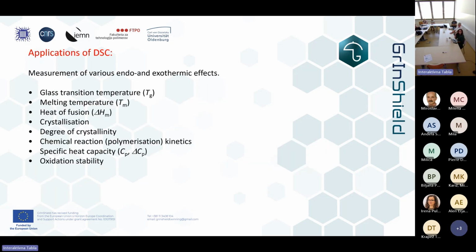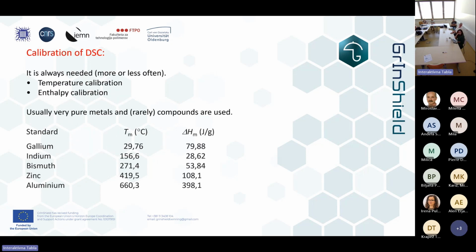Applications: we usually measure glass transition temperature, melting temperature, heat of fusion, crystallization, degree of crystallinity, and chemical reactions. We can follow the kinetics. Then, of course, specific heat capacity is very often important, and oxidation stability is also determined by some standard for some materials.